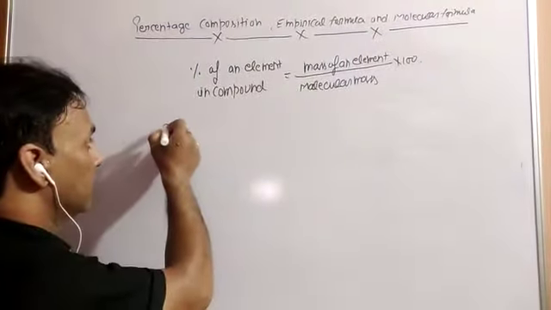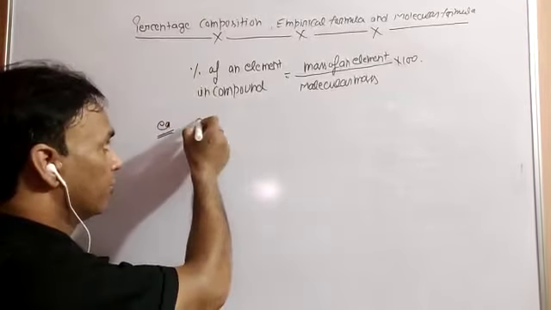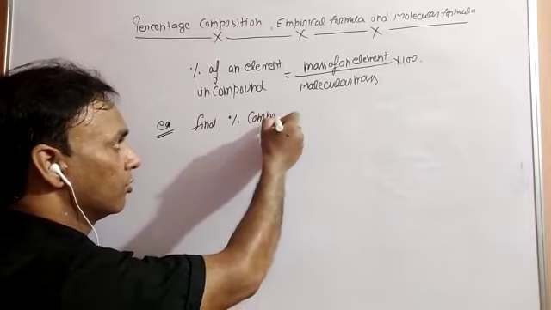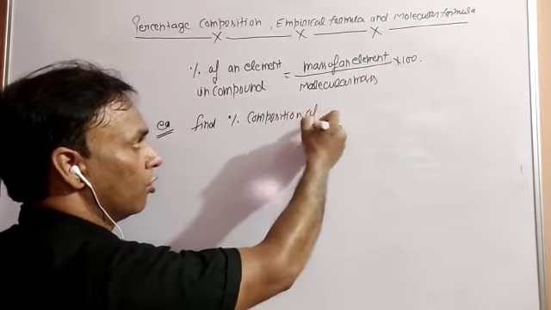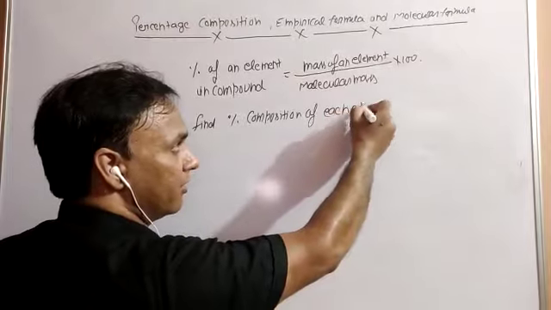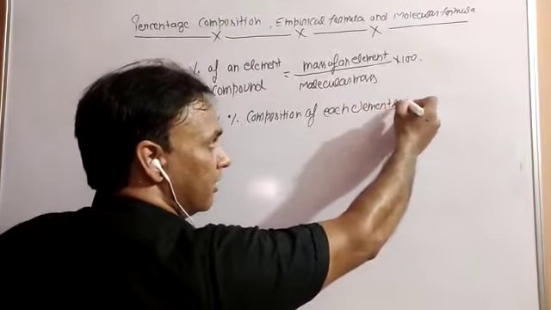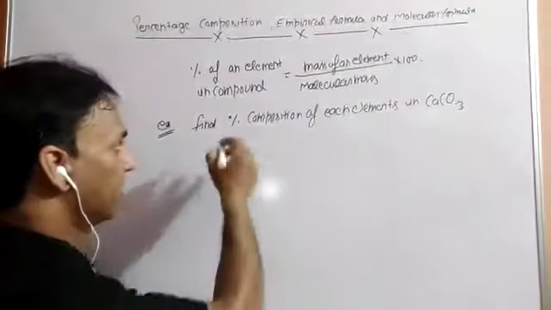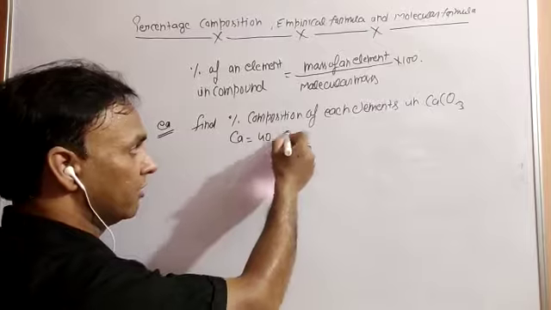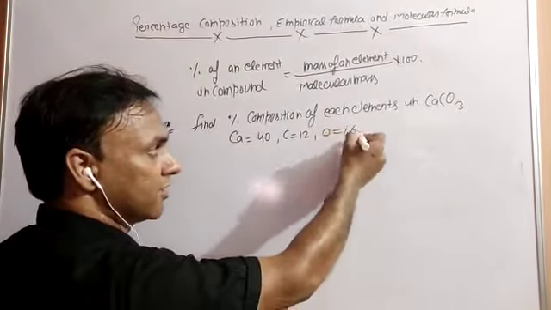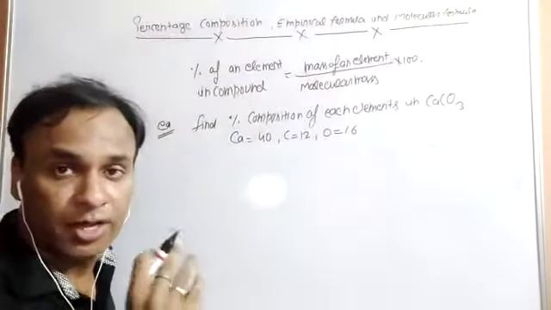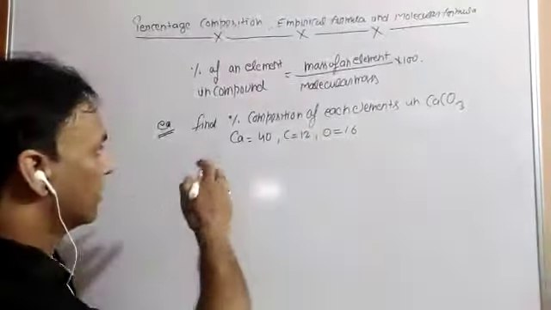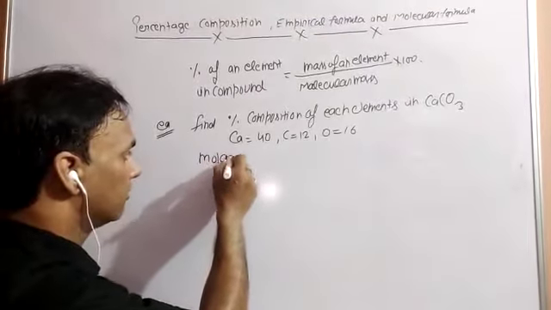For example, suppose we have to find the percentage composition of each element in calcium carbonate. It is given that the atomic mass of calcium is 40, carbon 12 and oxygen 16. First of all, you have to calculate the molar mass. Molar mass and molecular mass are the same thing.